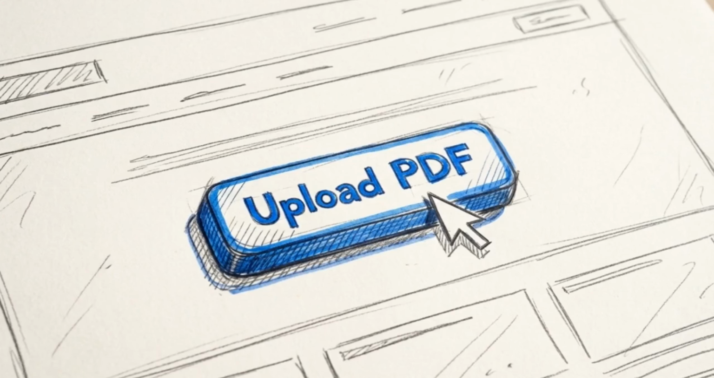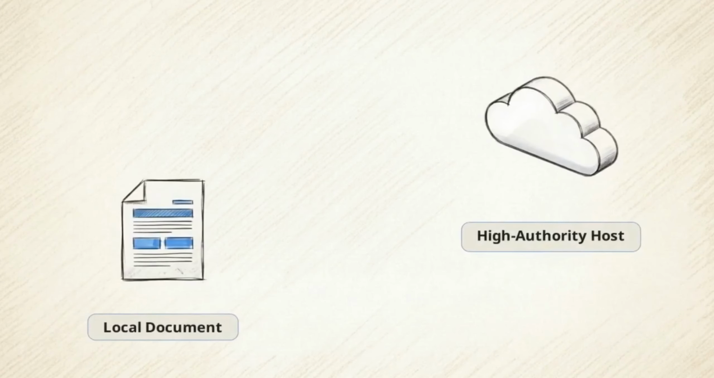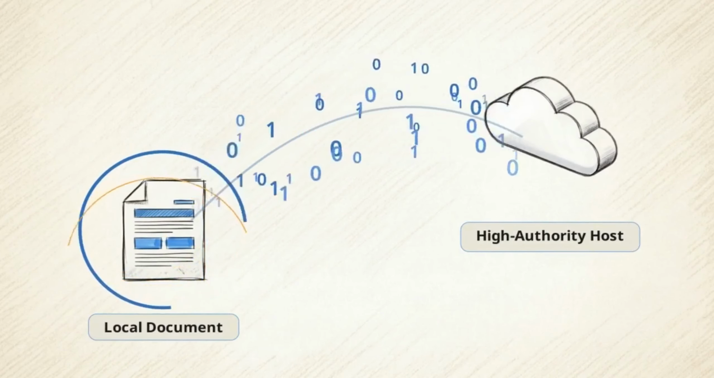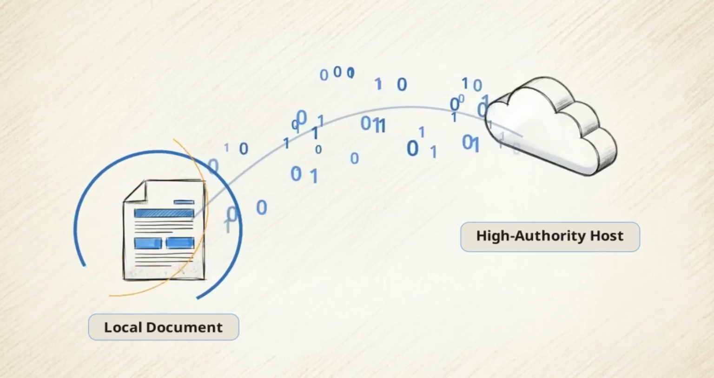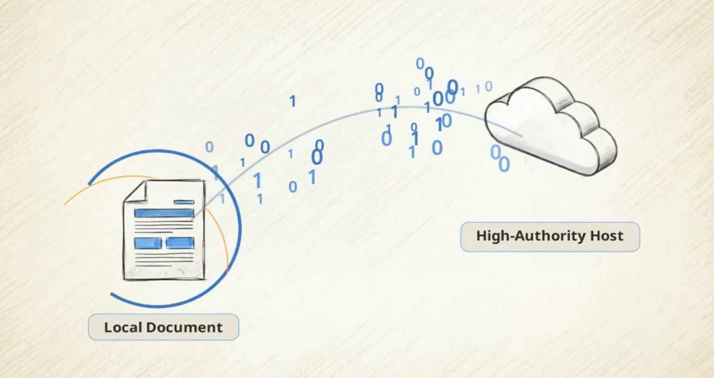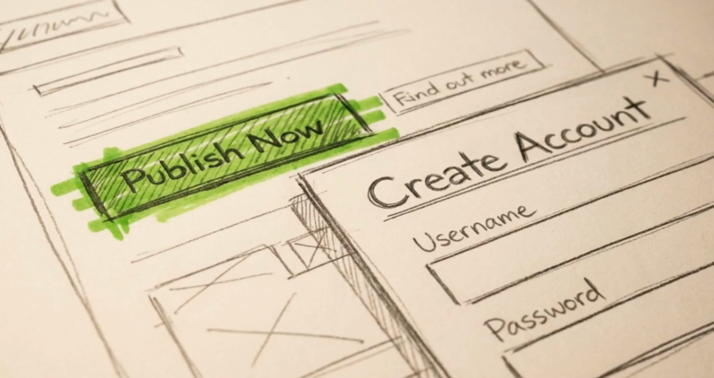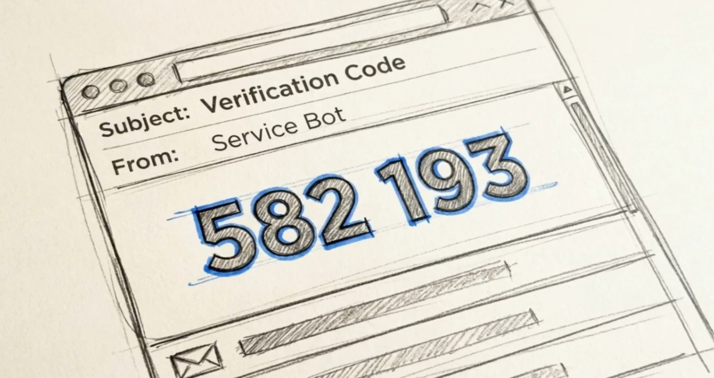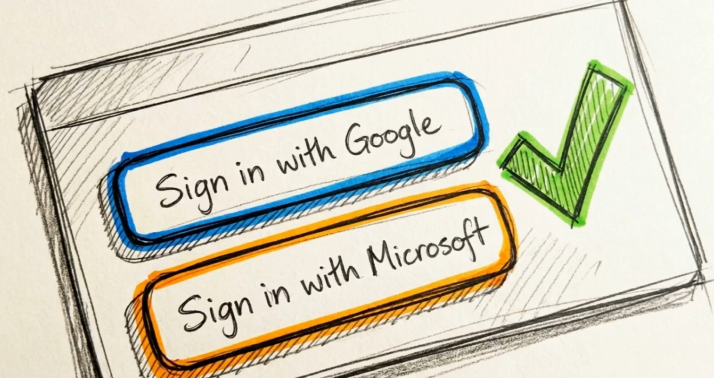Navigate to the target platform and select the option to upload your PDF. The platform requires a moment to ingest and process the document's data. This typically takes between 30 and 60 seconds, depending on the file size. After the upload is complete, click Publish Now. This action will bring up a prompt to create a user account. You can sign up manually with an email address and wait for a verification code, or you can use a Google or Microsoft account to complete the sign-up immediately.